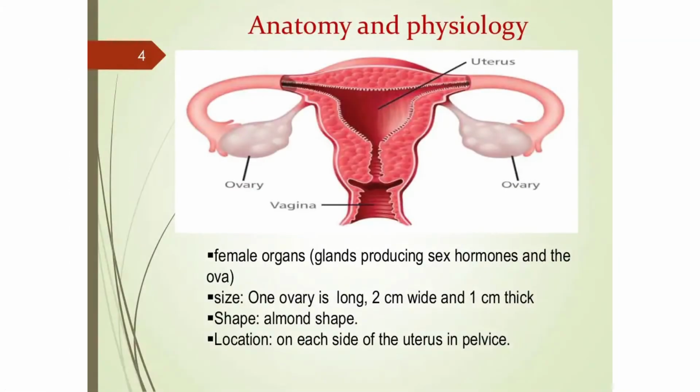This is the normal anatomy and physiology of our normal ovary. It is a female organ, a gland producing the sex hormones and the ova. The size of the ovary is 3 centimeters long, 2 centimeters wide and 1 centimeter thick. The shape is almond shape, and the location of the ovary is on each side of the uterus in the pelvis.